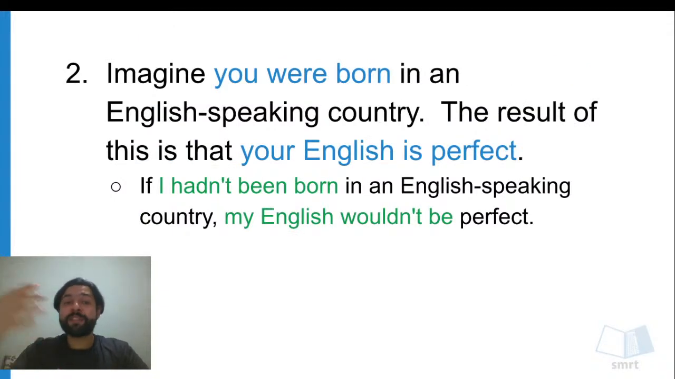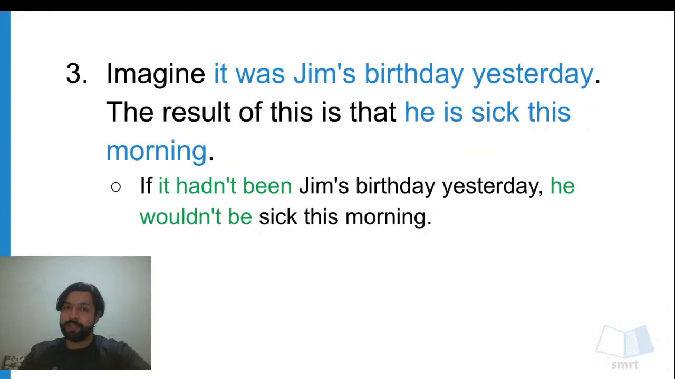Another one. Imagine you were born in an English-speaking country. The result is that your English is perfect. Almost perfect, because nobody's English is perfect. But I suppose that everybody here in our class was born in Brazil. So we were not born in an English-speaking country, and we speak perfect Brazilian, right? If I hadn't been born in an English-speaking country, my English wouldn't be perfect. Or in our case, if we hadn't been born in Brazil, we wouldn't have perfect Portuguese, for example. I'm contrasting past and present. So I am mixing third conditional and second conditional, and observe that the logic remains.